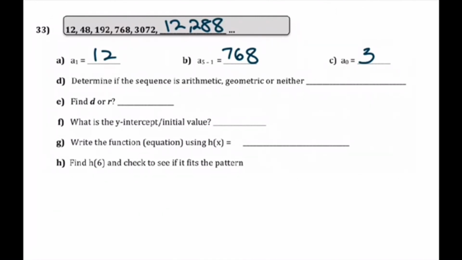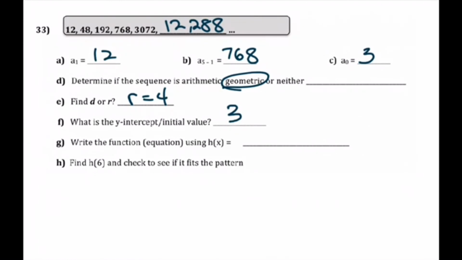3. And we get that by, instead of, what were we doing to go forward? Multiply by 4. So we divide by 4. Okay, so is it arithmetic, geometric, or neither? Geometric. What is the y-intercept? 3. Okay, it goes back to a sub 0. Okay, can you guys write the equation?